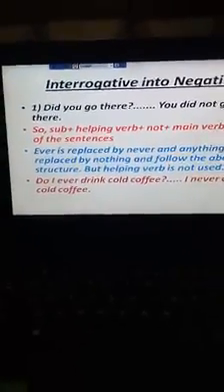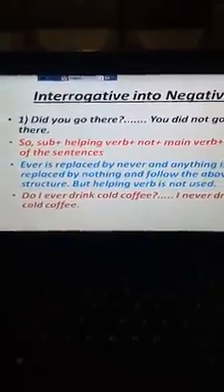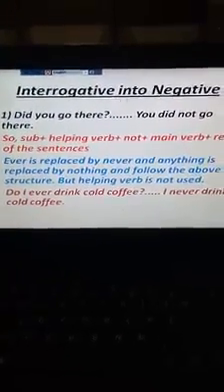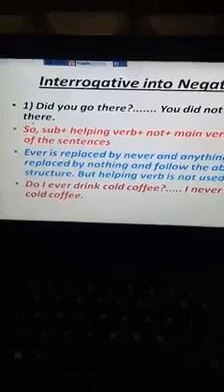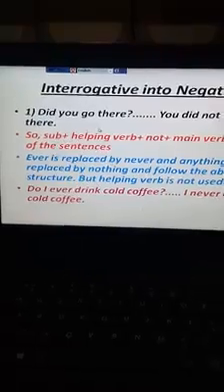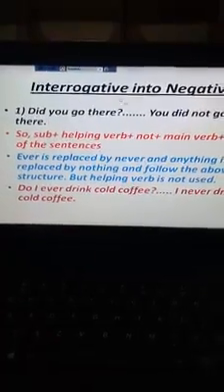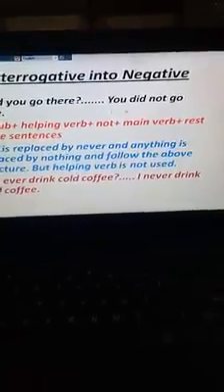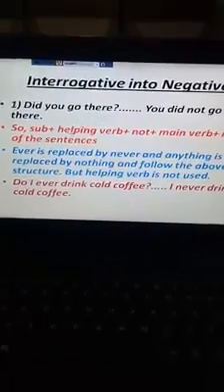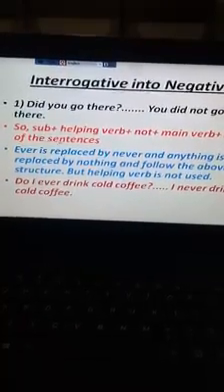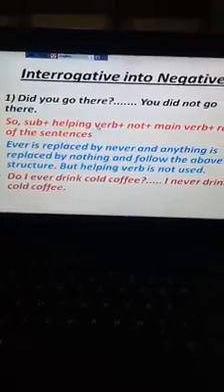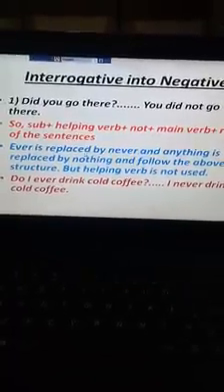Okay. Now I'll move on to the next point, that is the rules of changing interrogative sentences into negative sentences. First, look at the example. Did you go there? This is an interrogative sentence. And in the negative sentence, I've written, you did not go there. So here there is a structure for making a negative sentence, that is subject, then helping verb, then not, and after that the main verb of the sentence, and then you should write the rest of the sentence.